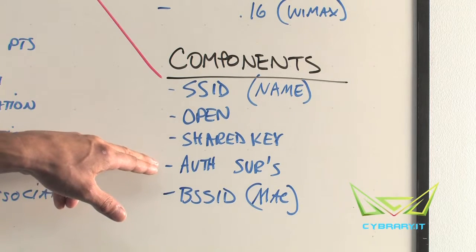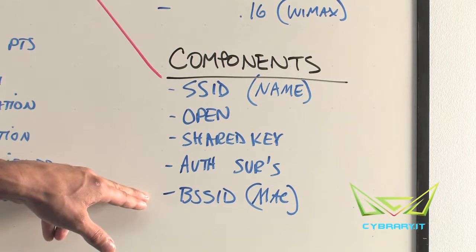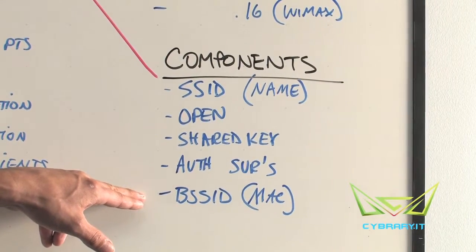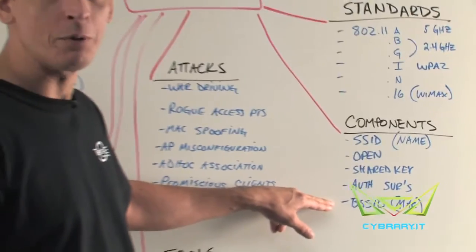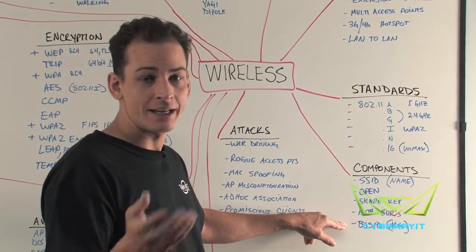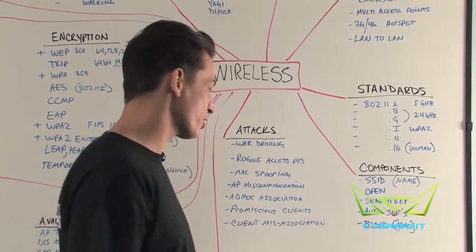Then you have authentication components. And then you have BSSIDs, or effectively MAC addresses of your access point, and this is going to be pretty critical, especially when we get into running tools like Aircrack, because you're going to need to get the MAC address of your access point and then use that in the configurations.